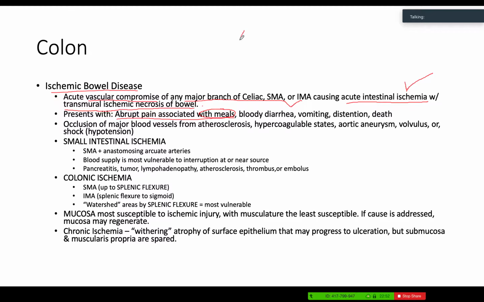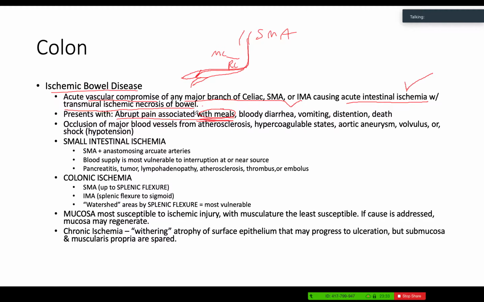And what's happening here is if this is our SMA, we get our right colic, our middle colic. Our right colic goes here to the ascending colon, and say we have some sort of atherosclerotic plaque here, right? Now when the colon starts having a higher demand for blood supply, we aren't able to supply that blood, and so we're going to end up getting essentially what looks like angina of the GI tract. Angina is due to loss of blood supply to the heart. Here we have in the GI tract abrupt pain associated with meals.